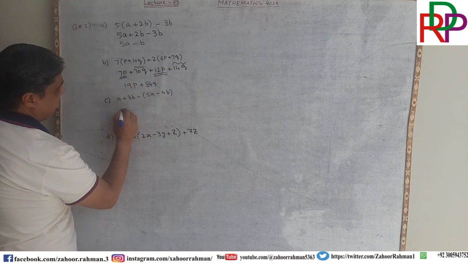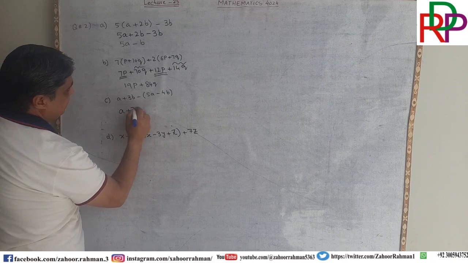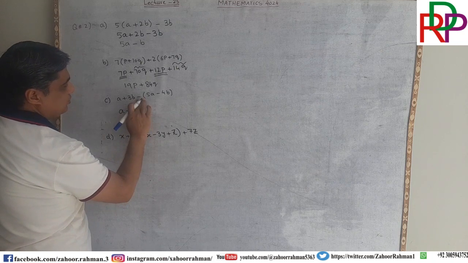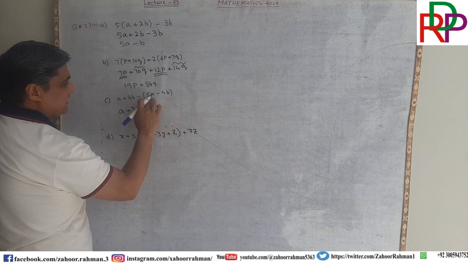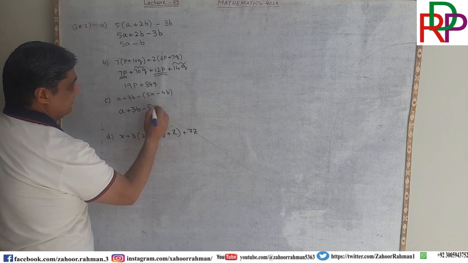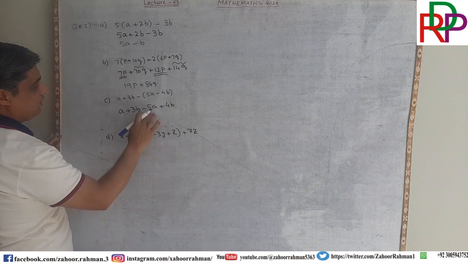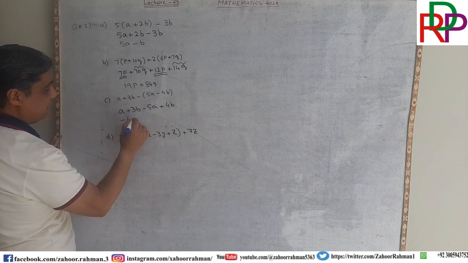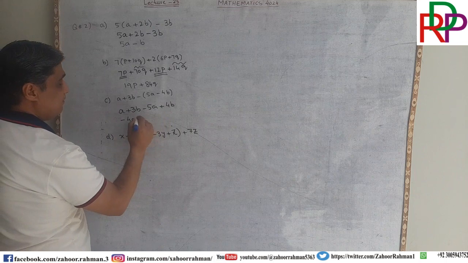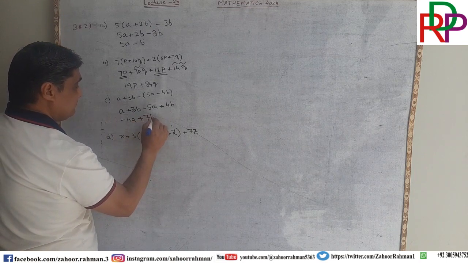In this case, I am writing a plus 3b, and I told you that minus, when multiplied, will change the sign. 5a plus 4b. Now we have to add this, so minus 4a and then plus 7b.